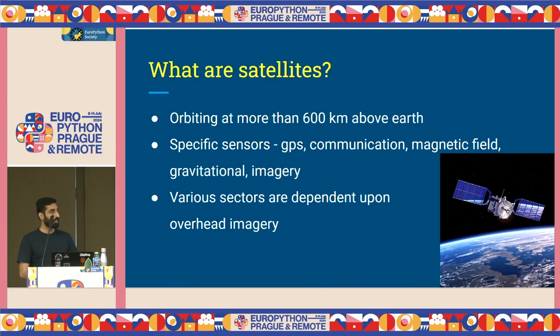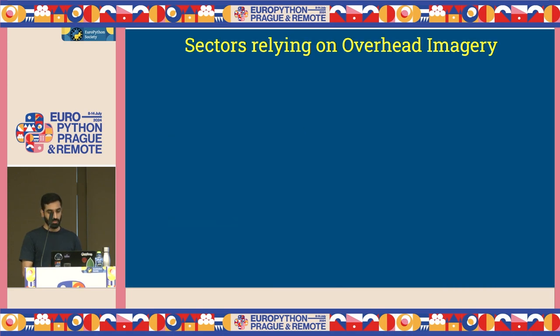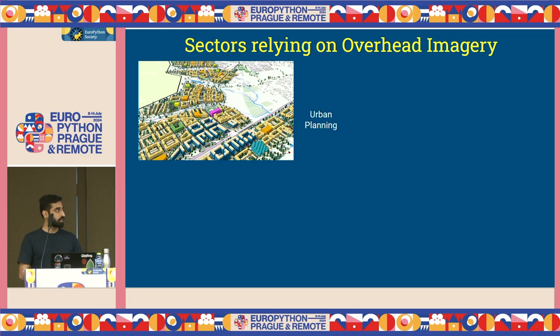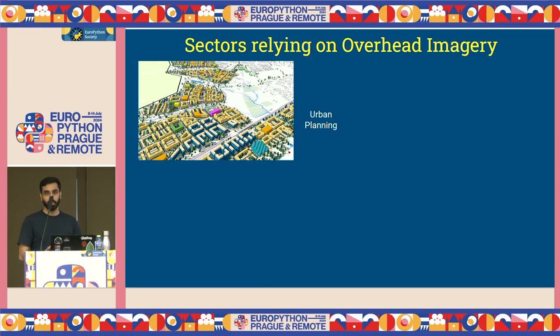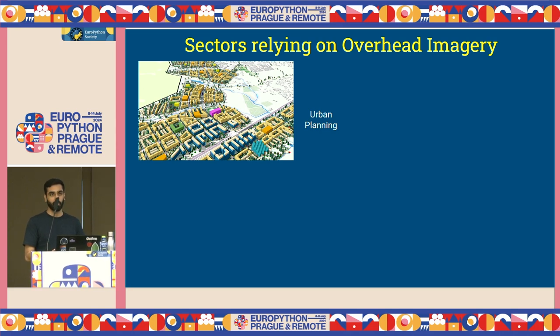What are satellites? There are a lot of satellites orbiting around the Earth at more than 600 kilometers above its surface. And each of these satellites has specific sensors, like GPS for location, communication sensors, magnetic field sensors, gravitational sensors, and most of these satellites have imagery sensors. So there are various sectors which are dependent upon satellite datasets, like urban planning. Whenever there's a need for construction of bridges, railways, or tram stations, planning needs to be done, which can be done with the help of overhead imagery.